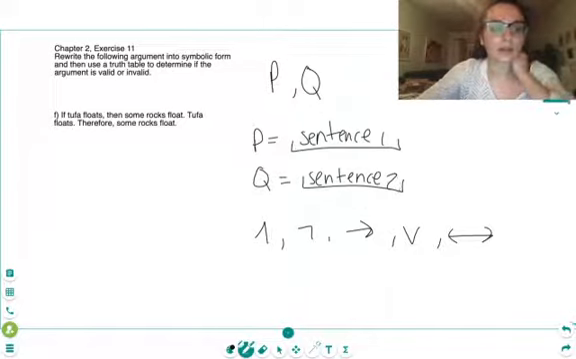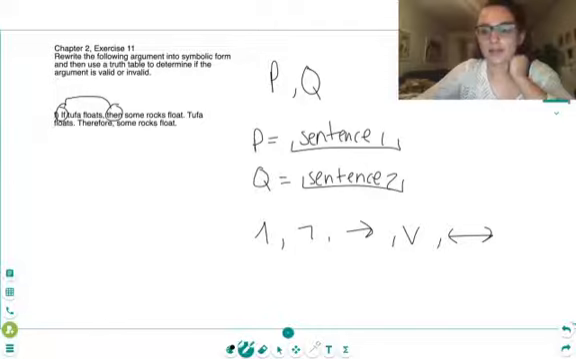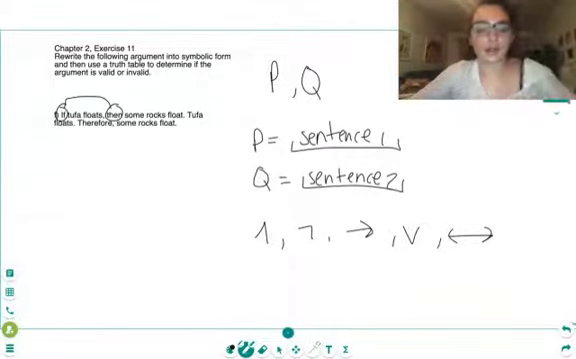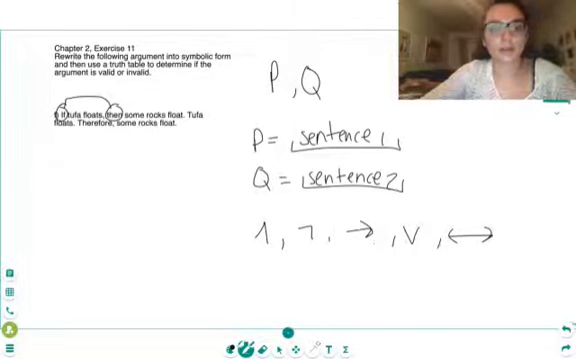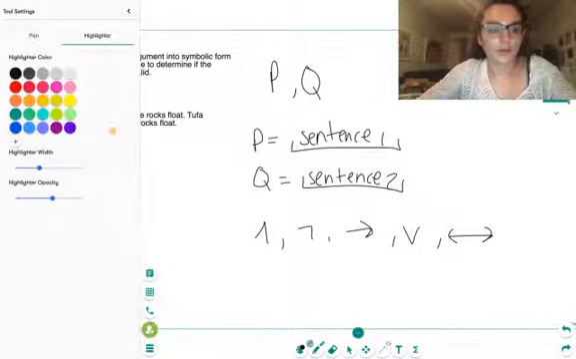So if and then go together, and that is the implication arrow. So I know for sure that when I try and rewrite this argument in symbolic form, I'm going to have an implication arrow because of the if then. So just for the first go here, I'm going to show you what's happening.